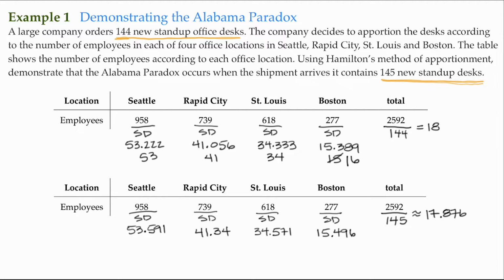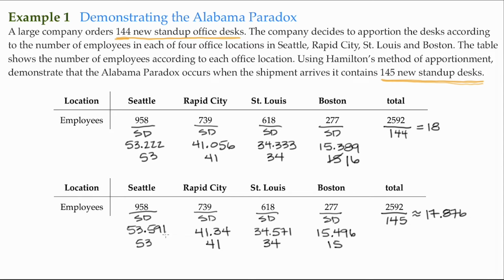Again, using Hamilton's method, the standard quotas are rounded down. So this rounds down to 53, to 41, 34, and again, of course, 15. We add these up, 53 plus 41 plus 34 plus 15. Again, it comes out to be 143 new desks, so that leaves 2 more desks left over to allot to the offices. And again, using Hamilton's method, those go to the standard quotas with the largest fractional results.